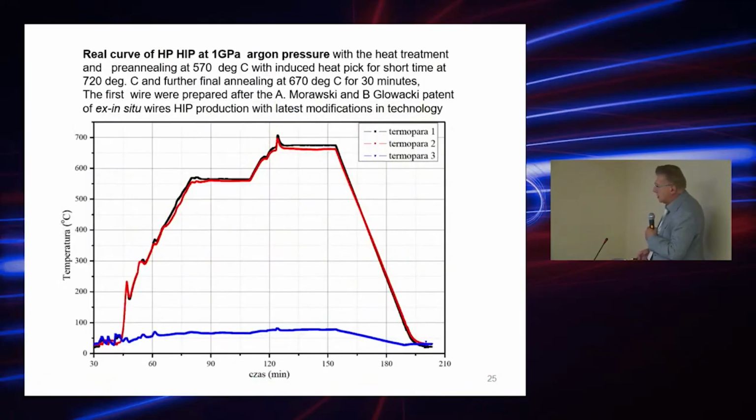And this is a typical curve for annealing under high pressure for the wires. We make it at 1 gigapascal pressure in argon, closed wires. And so we make it like this: we go to a certain temperature, 570 degrees here, and we keep it for half an hour, and then increase for a short time close to the melting temperature. Here it is about 720 at 1 gigapascal, and then we keep it for some days to produce the compact material.